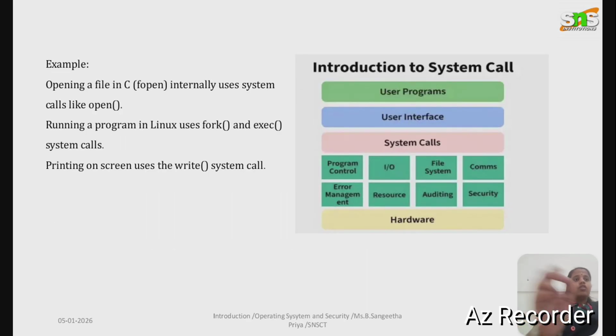Why are system calls needed? System calls are needed for the following reasons: to protect system resources from unauthorized access, to ensure the secure execution of programs, to provide controlled access to hardware devices, and to maintain stability and reliability. Without system calls, a faulty program could crash the entire operating system.